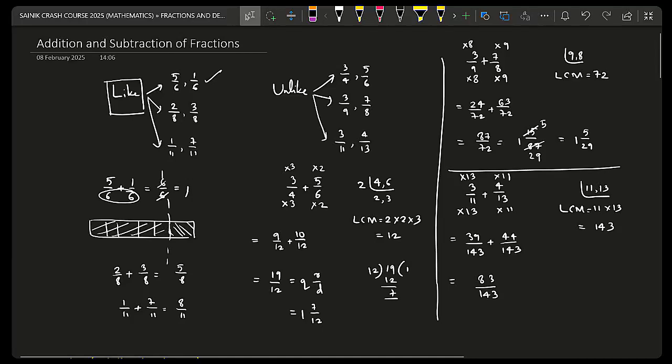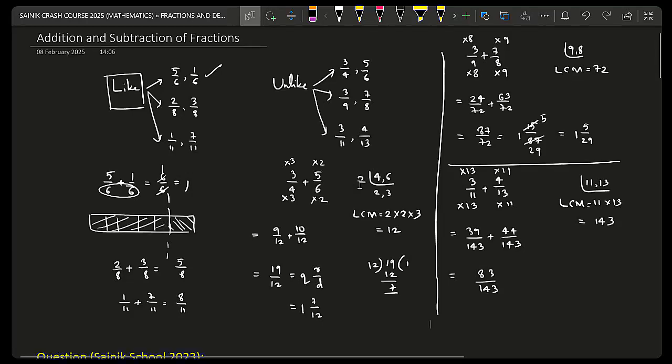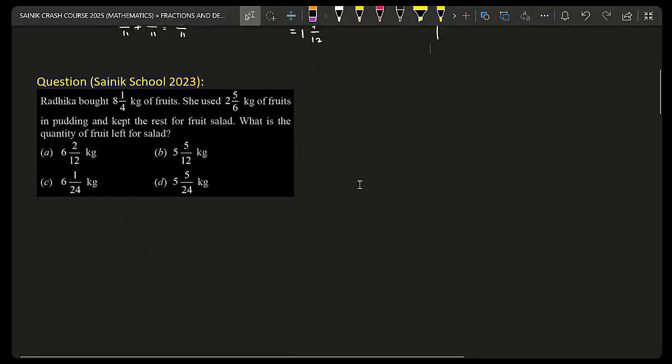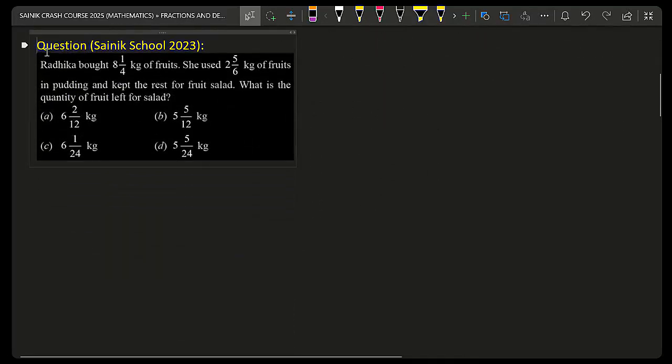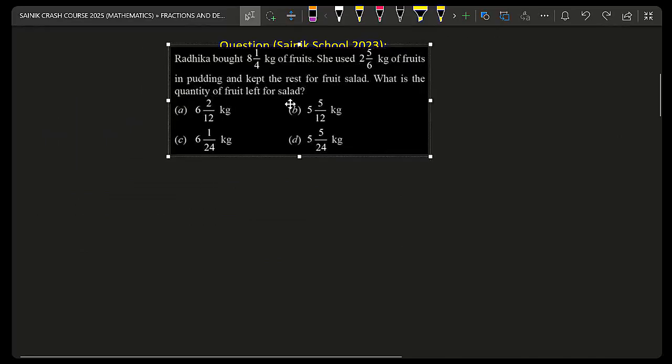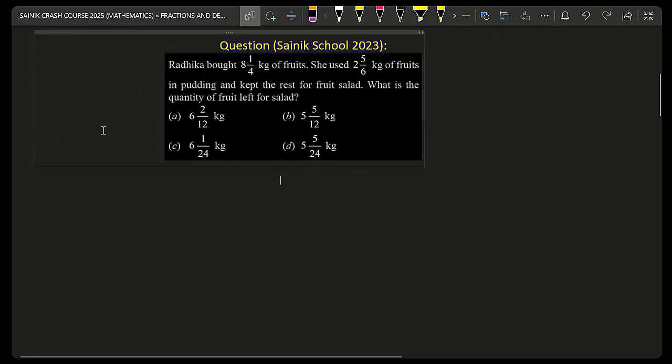Okay. So this is how we are going to add or subtract fractions. Let's take up a question now. So that is this one. This question came in the 2023 Sainik School exam paper. All of you try this question. Radhika bought 8 1/4 kilograms of fruits. She used 2 5/6 kilograms of fruits in pudding and kept the rest for fruit salad. What is the quantity of fruit left for salad? All of you try this question, and if you get the answer, raise a hand. I'll give you the choice.